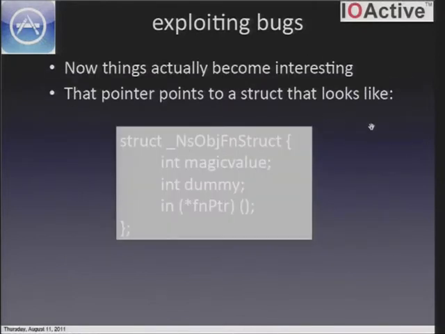Once we get there, things actually get interesting because it points to another structure, and I'm sure this isn't the right name, it's just what I figured it might be. And this structure contains 3 things. It contains a magic value, it contains some dummy value, of which I have no idea what it is, and it contains the actual function pointer.